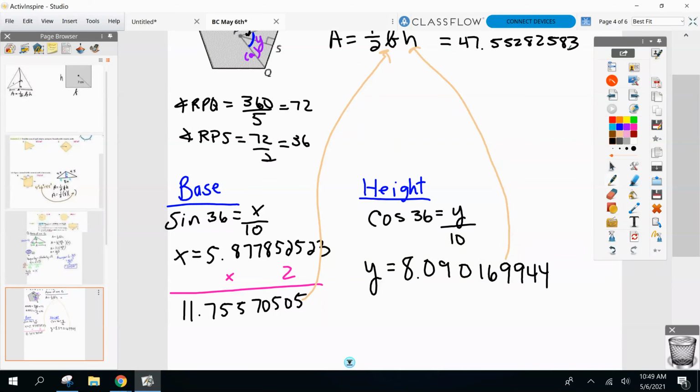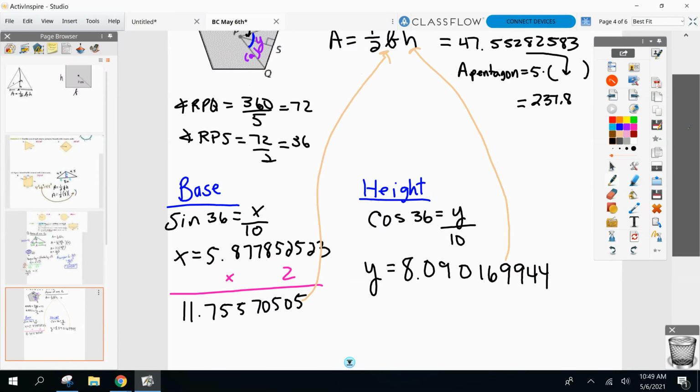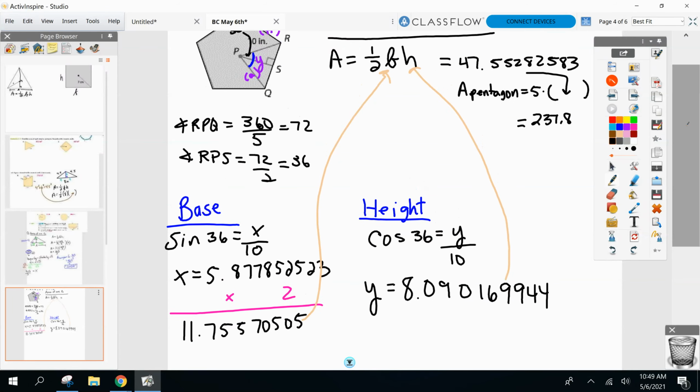Multiply it by 5 for your Pentagon. So the area of my Pentagon is going to be 5 times that number, rounded to the nearest tenth. 237.8. What was I in feet? Inches. Square inches.